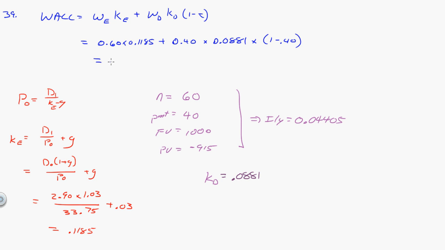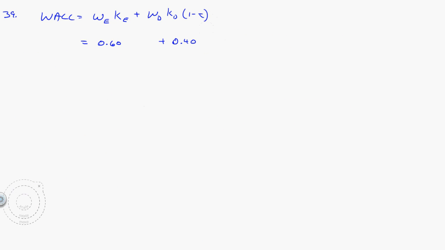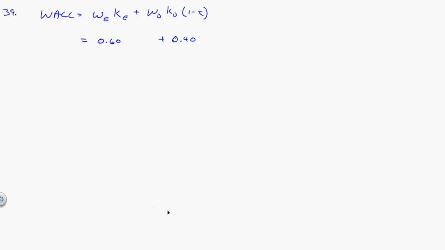This will give me my weighted average cost of capital of 0.9225, which is 9.225%. Alright, so all we have left is problem number 40, which I haven't worked out yet. Let me work that out, and I'll get right back.